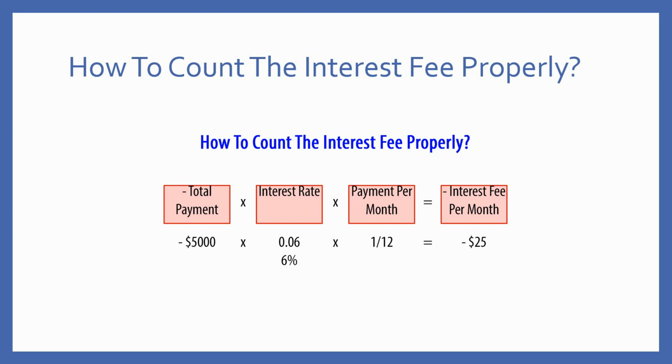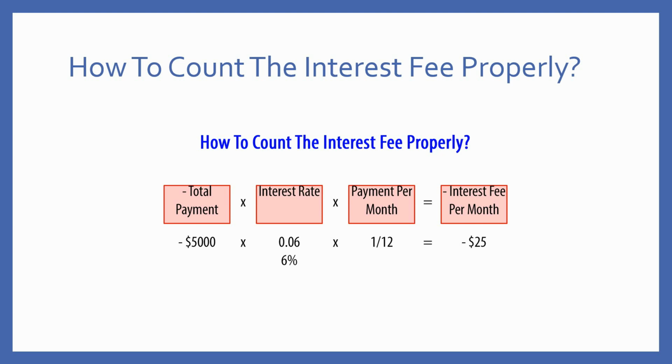Then the interest rate, which is 6%. So 6 divided by 100 equals 0.06, which means the 100ths digit is 6%, the 10ths digit should be 60%, and the first digit should be 100%, or something like that, because one means 100%.